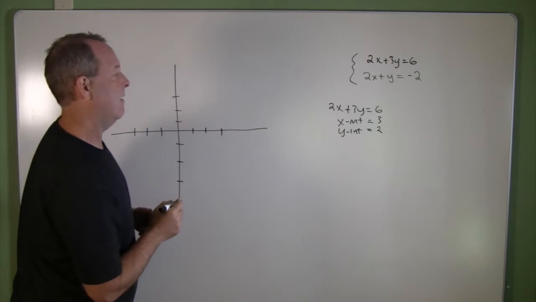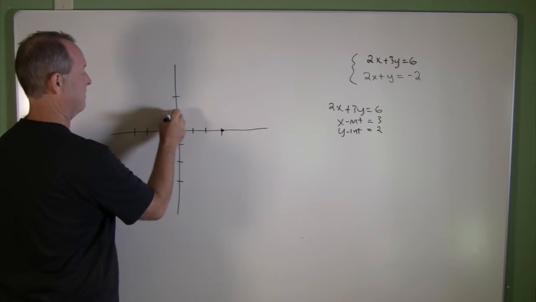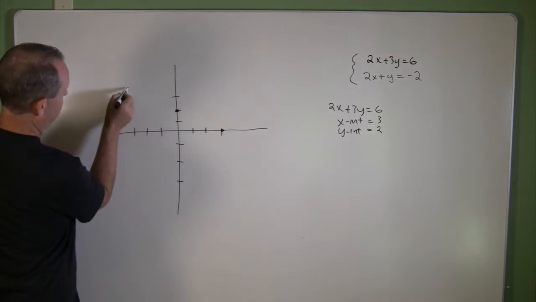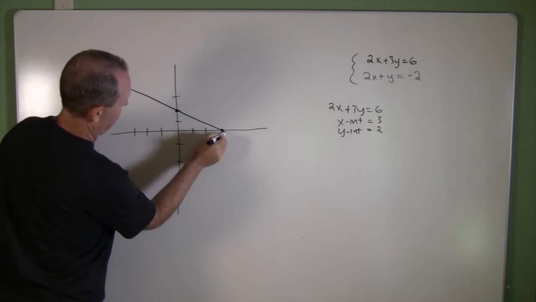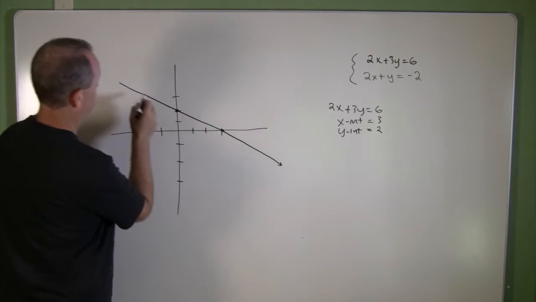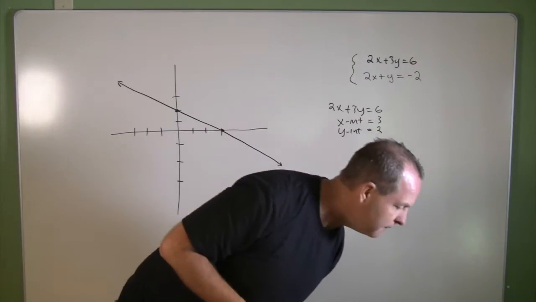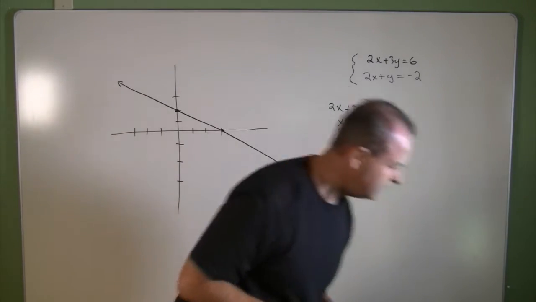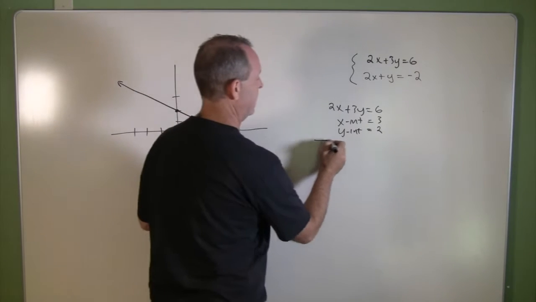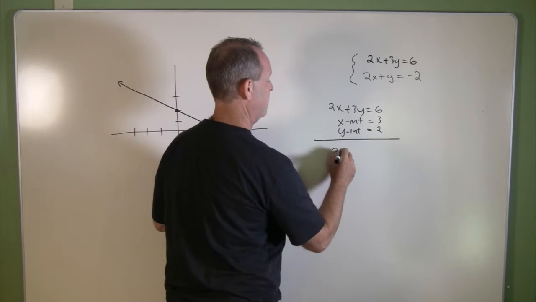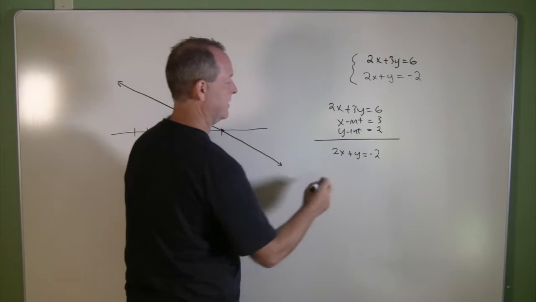And I have x-intercept of 3, 1, 2, 3, y-intercept of 2, and so there's the first line I have. The second line, we're going to graph the second line. 2x plus y equals negative 2. Find its x-intercept.